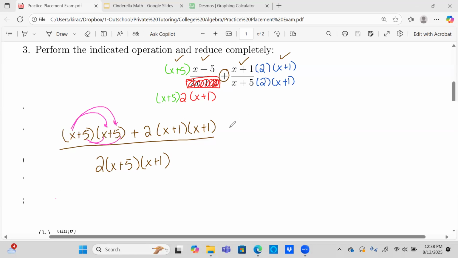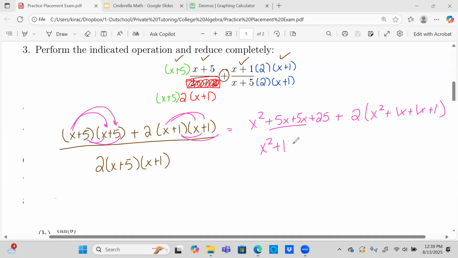So foiling this would be x squared plus 5x plus 5x plus 25, plus leave the 2 and FOIL this one out. That'd be x squared plus 1x plus 1x plus 1. Okay, I'm going to ignore the bottom for a second. This would go together and be x squared plus 10x plus 25. These would go together and be x squared plus 2x plus 1. And then we're going to distribute the 2.